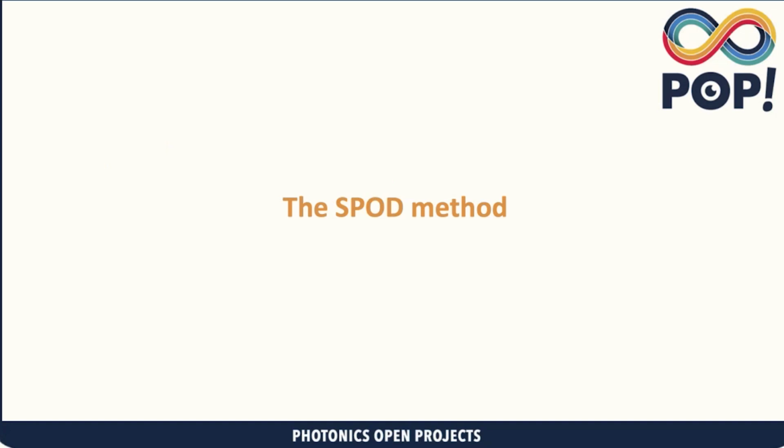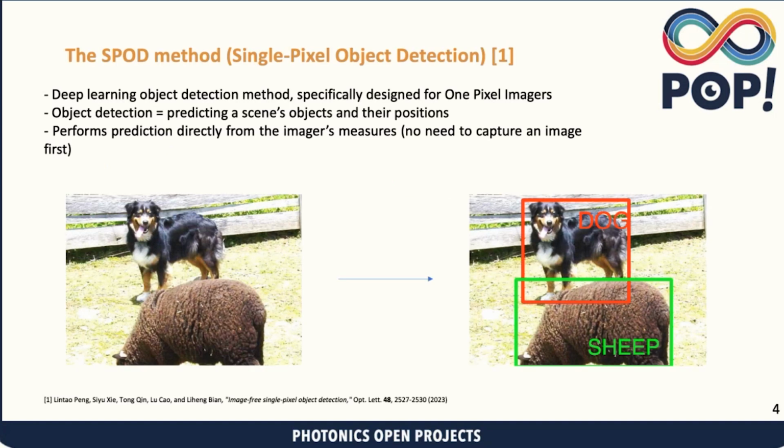So the SPOD method is a deep learning based object detection method that is specifically designed for single pixel images. Object detection is a computer vision problem that consists of predicting a scene's objects and their position. So you see at the bottom that based on an image, the algorithm is supposed to give us the coordinates of the object and its nature. For example, on this image, a dog and a sheep with their respective bounding boxes.